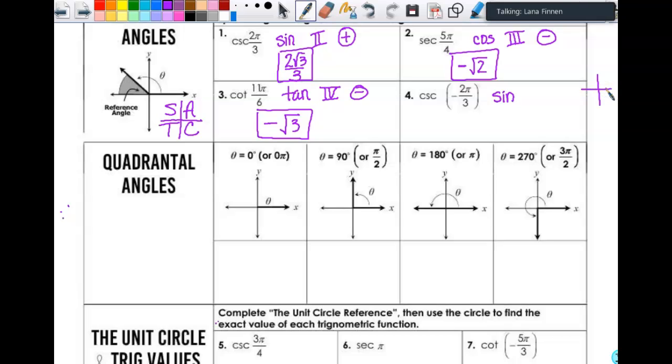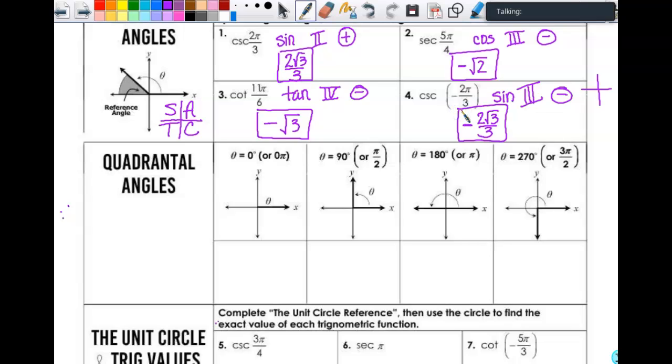Third. So if it's negative 2 pi thirds, this is pi thirds, 2 pi thirds is over here. I'm in the third quadrant, and in the third quadrant, sine is negative. So I'm going to have a negative. All right, sine of pi thirds is square root of 3 over 2. So I take the reciprocal of that and get what? Negative 2 square root of 3 over 3. Very good.